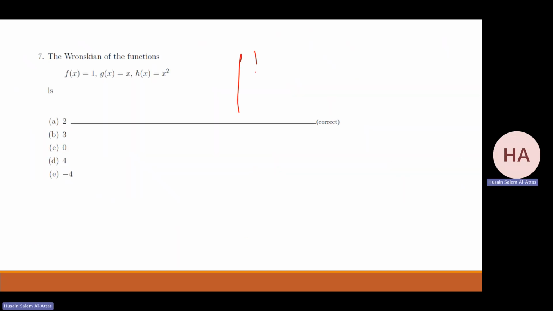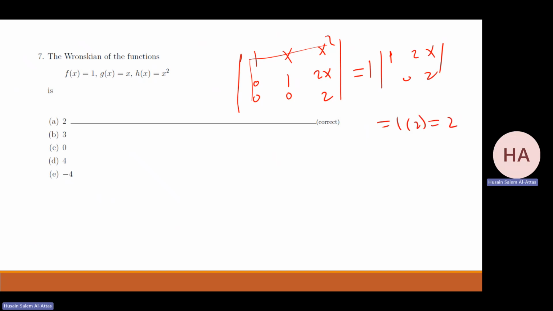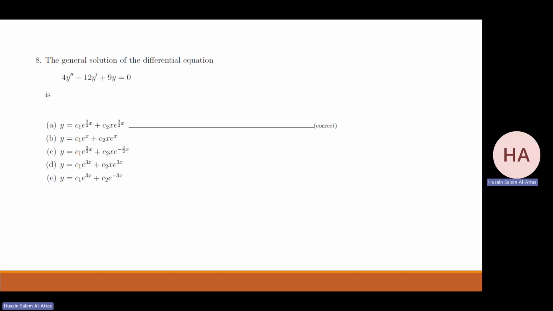Wronskian, yeah, this is an easy one. 1, 0, 0; x, 1, 0; x squared, 2x, 2. That will be 1 times the determinant 1, 0, 2x, 2, which is 1 times 2, which is 2. And that will be the answer.